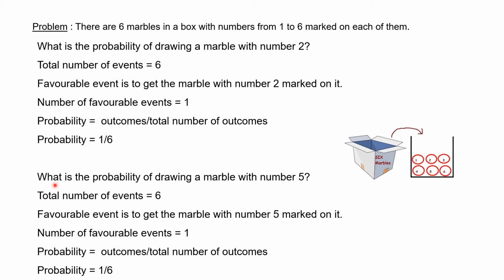Clear? So, next, continuing that: what is the probability of drawing a marble with the number 5? Again, the same situation here. When you take out one marble, it may be 5 or it may be any number from 1 to 6. That's why again the favorable outcome is only 1 and the total number of outcomes is 1 to 6. That's why the probability of drawing a marble with number 5 is 1 by 6. I hope this concept is clear to all.